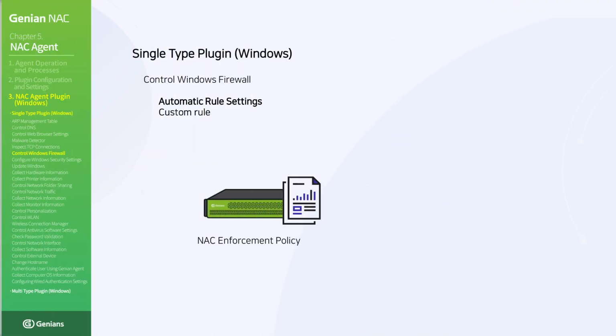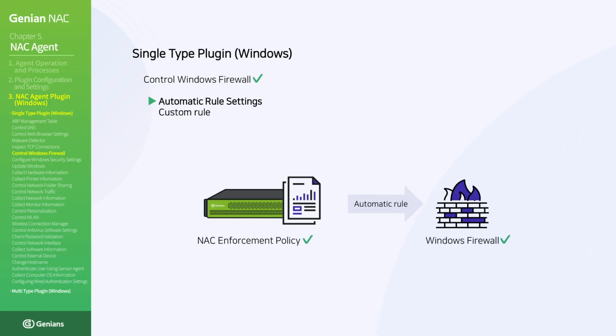The Control Windows Firewall plugin enforces Windows firewall policies by applying them forcibly. There are two methods for applying rules: automatic rule control and custom rule control. In automatic rule control, when a NAC control policy is applied to the endpoint, the enforcement policy permissions are automatically applied as rules in the Windows firewall.